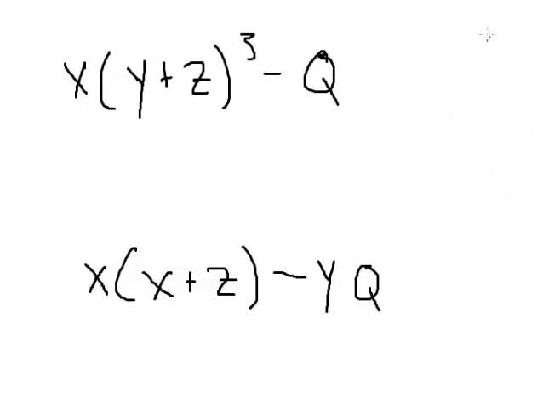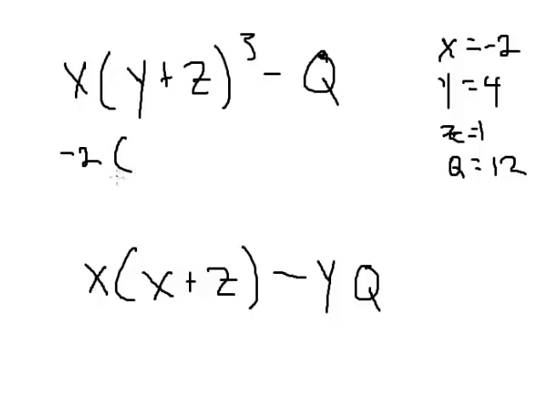Now, if you're fortunate enough to actually get what each number is, then simply plug it in. For example, if they tell you that x equals -2, y equals 4, z equals 1, and q equals 12, then you should be able to relatively easily plug it in and figure out what everything is. So in the top one, you have x, which is -2, times y plus z, which is 4 plus 1, to the third power, minus q, which is 12. How would you do this? Well, remember PEMDAS. What's the first thing? Parentheses. 4 plus 1 is 5.